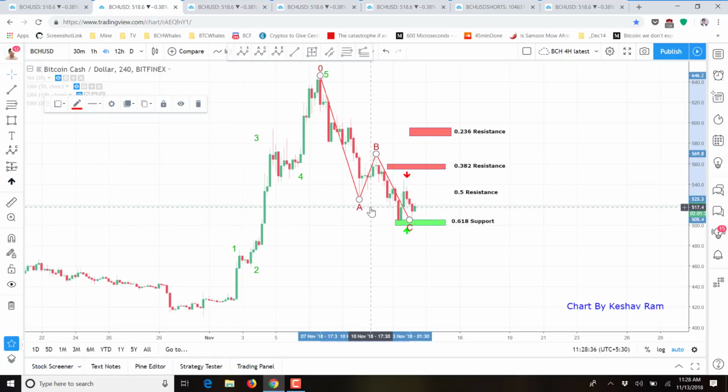Now I'm saying that I changed this a little bit. I'm going back to our original assumption that A is this. B went till $602, and after that this entire move down is a C wave.